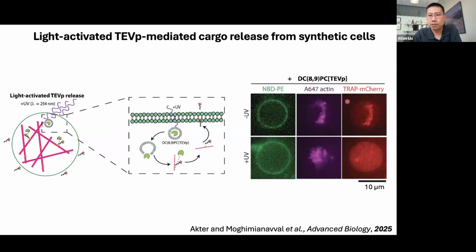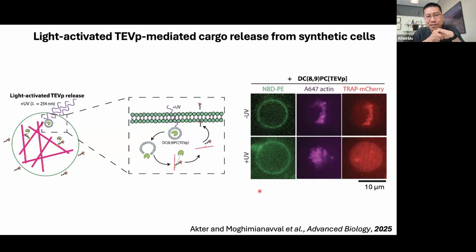Using this system, in the absence of UV light, we can see that the TRAP mCherry is still very well colocalized with the actin. However, in the presence of UV light, the TRAP cargo is released from the actin and able to diffuse out. Okay, so that sort of completes the secretion part, and I want to use the last few minutes to bring things back.